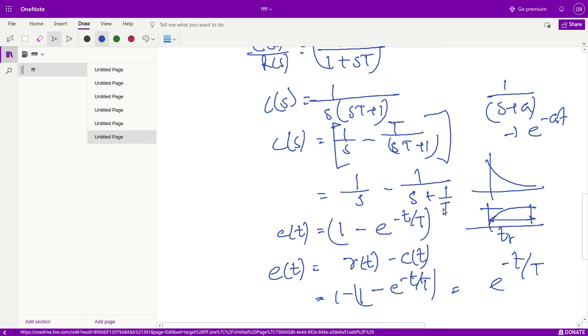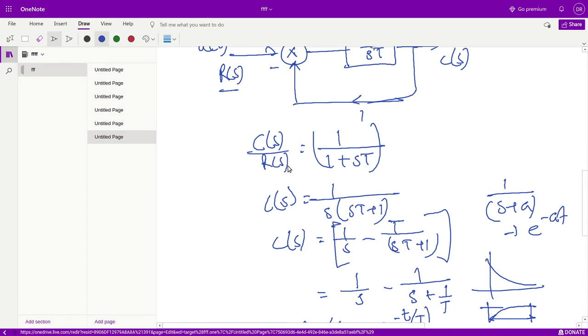Why is it known as the first order system? Because there is only one s in the denominator. After we get the transfer function, here we see that one pole exists. This is the pole zero concept. In a later video we will discuss thoroughly the concept of what a pole zero is.